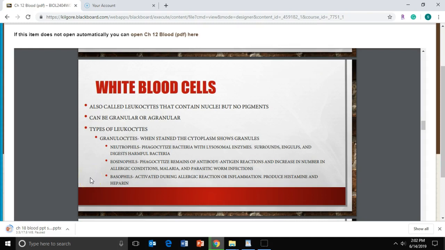Eosinophils increase in number in allergic conditions, malaria, parasitic worm infections, and sometimes in people who have bone marrow cancer. Basophils are activated during allergic reactions or inflammation. They produce two substances, one called histamine that causes inflammation, and the other called heparin, which is an anti-clotting or anticoagulant.